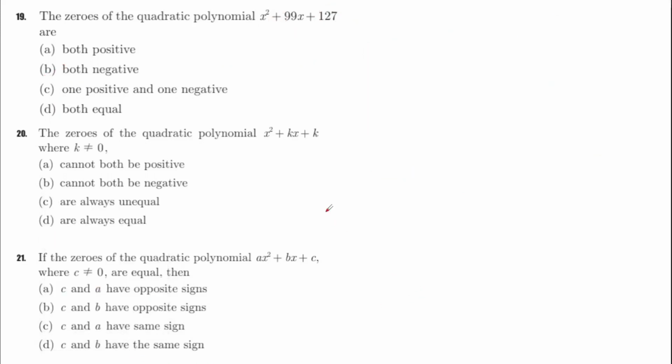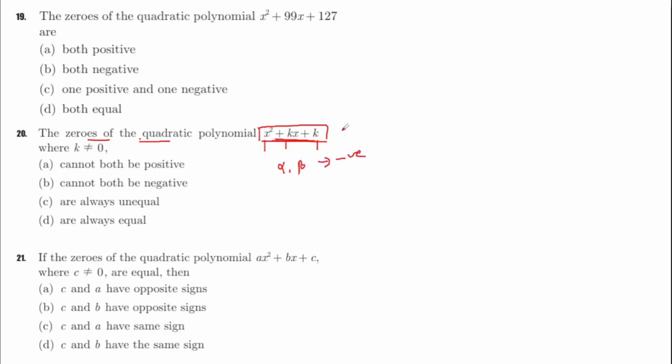Now let's move to question number 20. The zeros of the quadratic polynomial this. Now again, look at this question. So here, all the quantities are positive. A is positive, B is positive, C is positive. That means here both alpha and beta are negative.